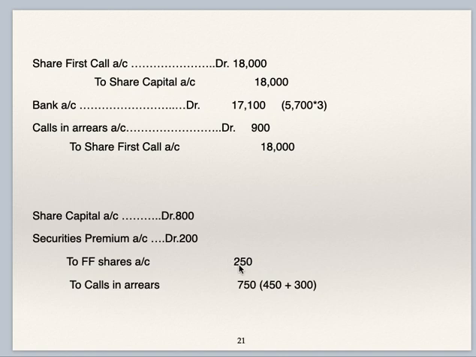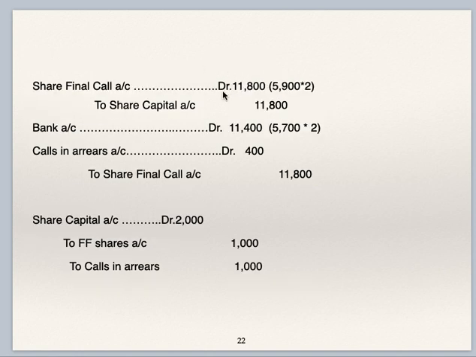To forfeited shares account 250, that is amount received from D is 250. He has applied for 125 shares and 125 into 2, 250 he has paid. To calls in arrears 750. 450 is due on allotment and 300 is due on first call. 100 into 3 is 300 and actually due on allotment was 500, but 50 he paid with application, so net due was 450. So whatever he has not paid will get transferred to calls in arrears account.